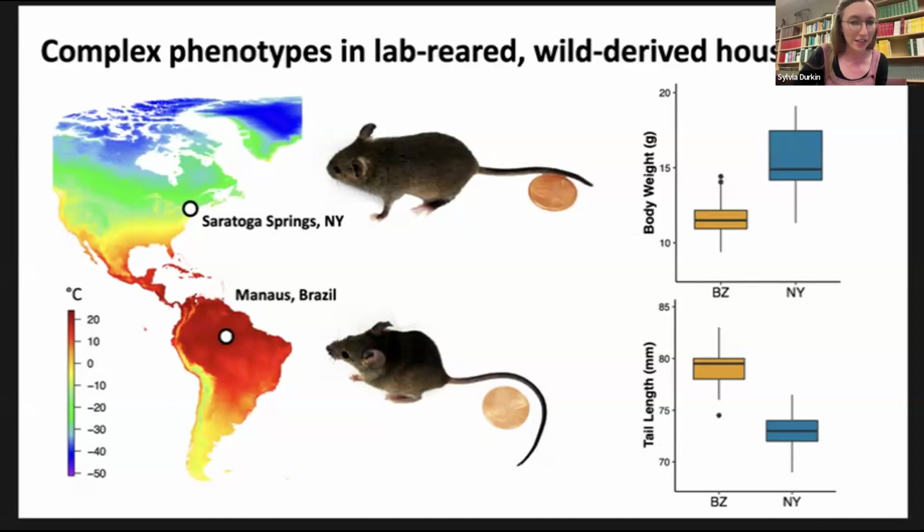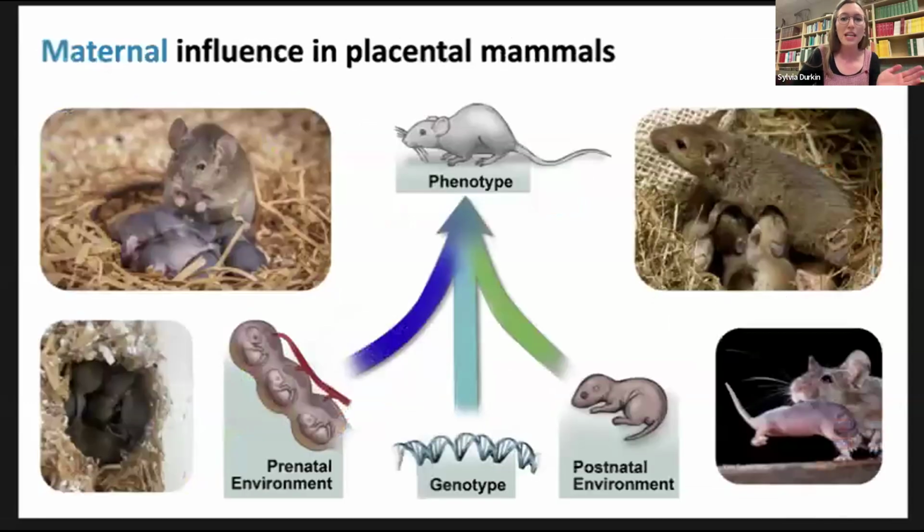And for a placental animal like house mice, we know that the ultimate phenotype, even under common lab conditions, is a combination of the effects of genotype as well as the prenatal and postnatal environment, which is primarily provided by the mother through various actions. And these influences are what we call maternal effects.